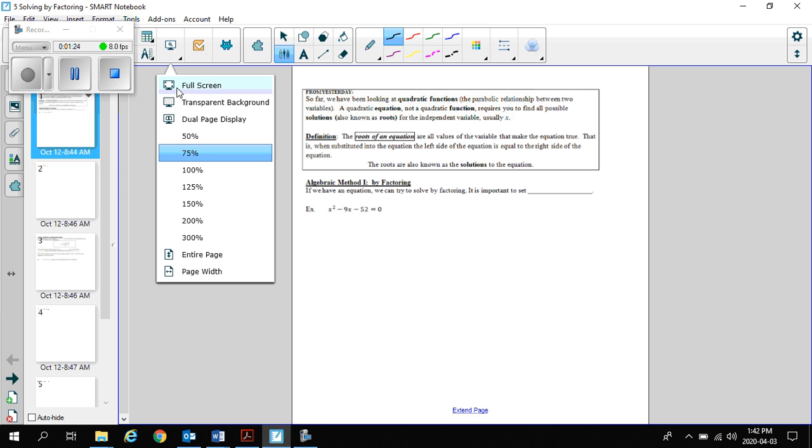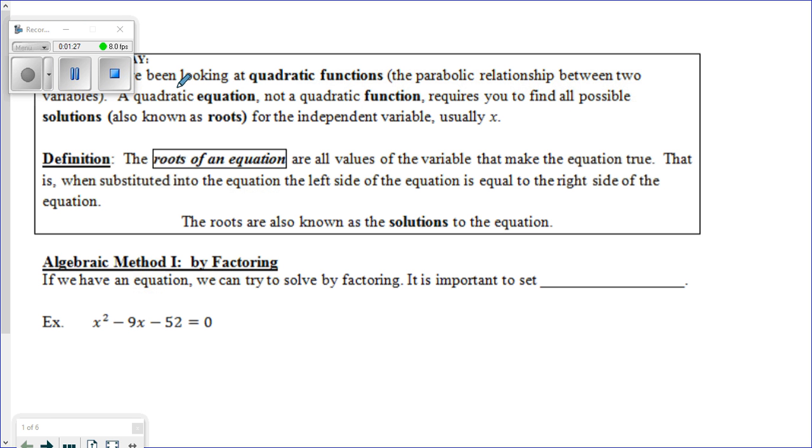So from yesterday, we've been looking at quadratic functions, but again, we're looking at the quadratic equation, where we have it equal to something. So we're required to find all possible solutions, also known as roots, for the independent variable. That's usually x. A definition that's important: the roots of an equation are all values of the variable that make the equation true. That is, when substituted into the equation, the left side of the equation is equal to the right side of the equation. The roots are also known as the solutions to the equation.